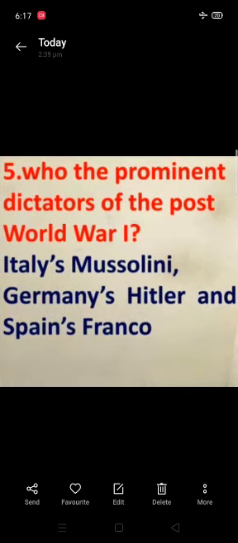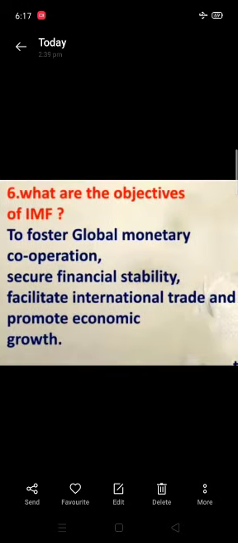Who were the prominent dictators of the post-World War I? Italy's Mussolini, Germany's Hitler, and Spain's Franco. What are the objectives of IMF? To foster global monetary cooperation, secure financial stability, facilitate international trade, and promote economic growth.